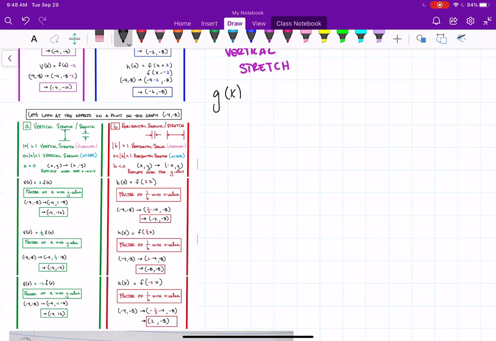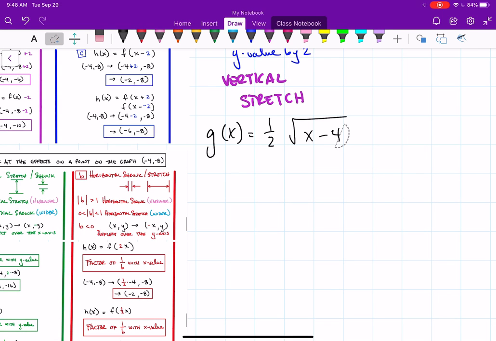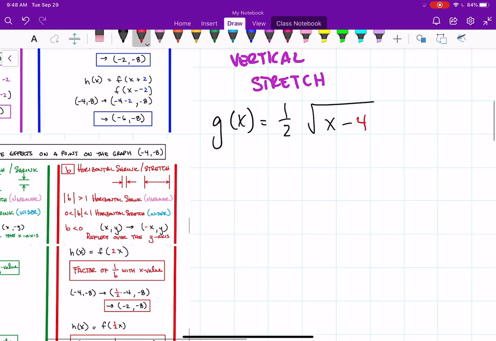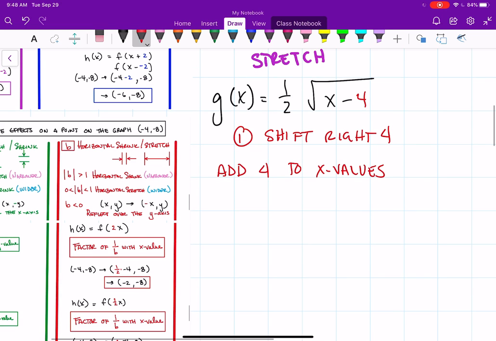Okay. All right, so if we take the other one, which is g of x equals 1/2 square root of x minus 4, okay. Same thing, if I look at the 4, that tells me that that is the first thing I got to do, which means I'm going to shift right 4. Okay? Which means I'm going to add 4 to the x values. All right?